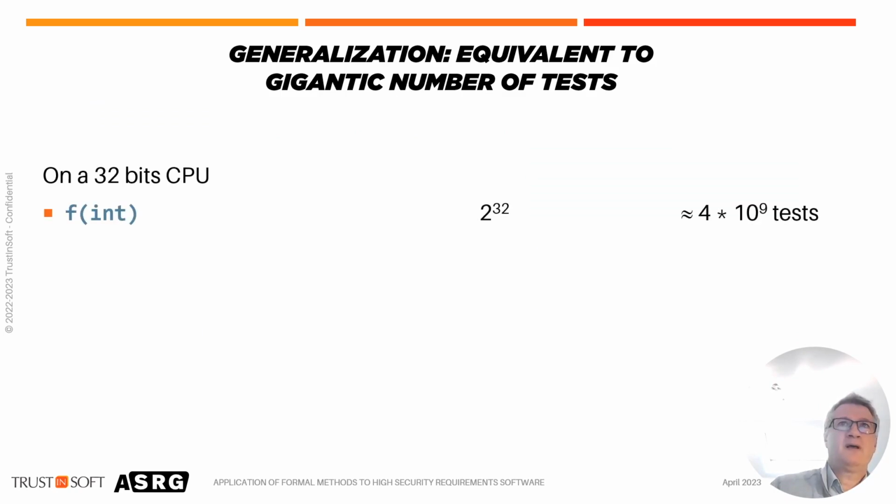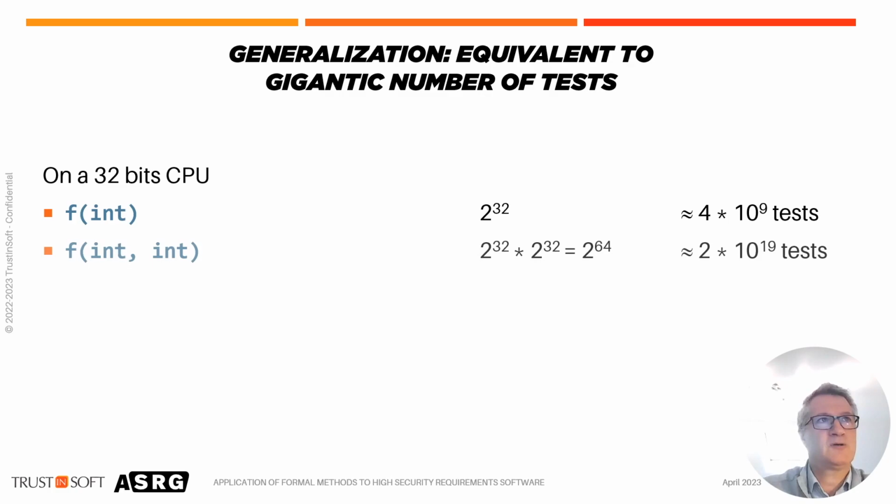So let's speak a little bit about generalization to realize the value of this. Let's take the example of a function that takes an integer as input. That's already, on a 32 bits CPU, 2 to the power 32 values. So if you wanted to test all the values one by one, that would be the equivalent of 4 times 10 to the power 9 tests. That's around 4 billion. That's already quite a lot. That's already probably out of reach of traditional testing.